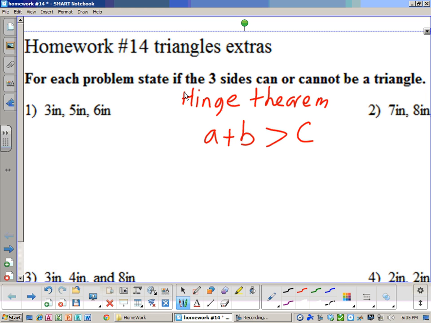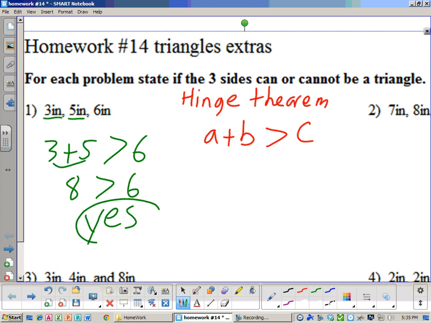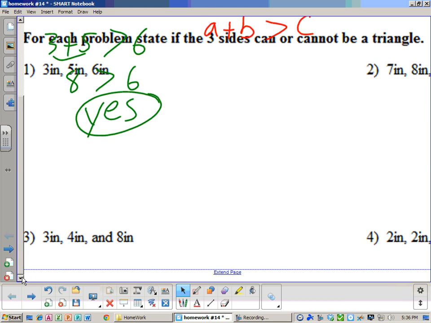So we look at these, and we have to make sure we're picking the small sides here, which are 3 and 5. 3 plus 5. Is 3 plus 5 greater than 6? Yes or no? Well, 3 plus 5 is 8. 8 is greater than 6, so yes, this is a triangle, right? This can be a triangle. Let's move on to another problem, and you can do number 2 yourself.